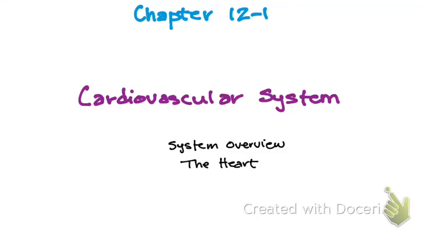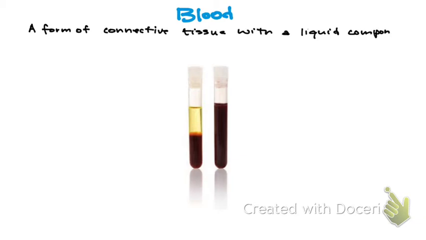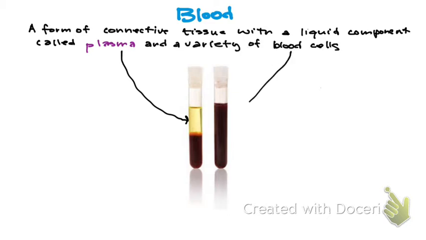This lecture covers the first part of Chapter 12, the cardiovascular system, and includes an overview of the system and the heart. So the first part of the cardiovascular system is the blood. Blood is a form of connective tissue with a liquid component called plasma and a variety of blood cells.